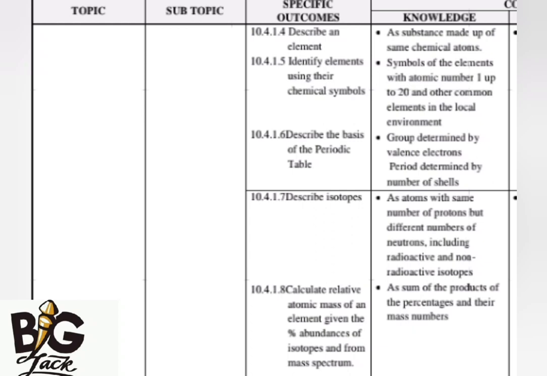An element is just a substance made up of the same chemical atoms. Apart from that one, they are also going to ask you to identify elements using their chemical symbols. For example, they can give you a word equation. Then they can ask you to write a chemical equation, which means you are going to use chemical symbols. For example, the chemical symbol for sodium is capital letter N and small letter a. That is sodium.